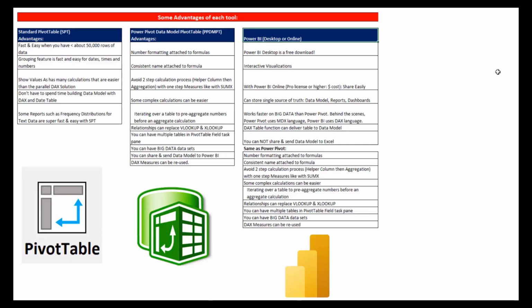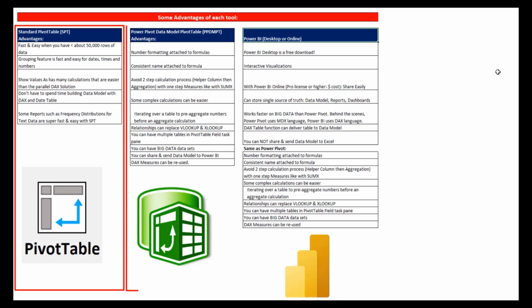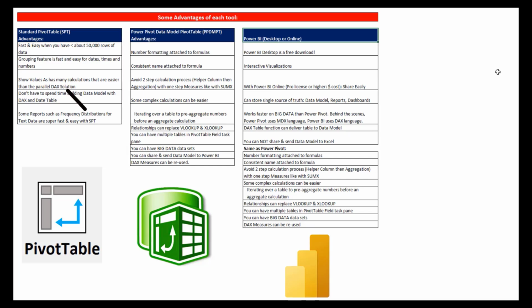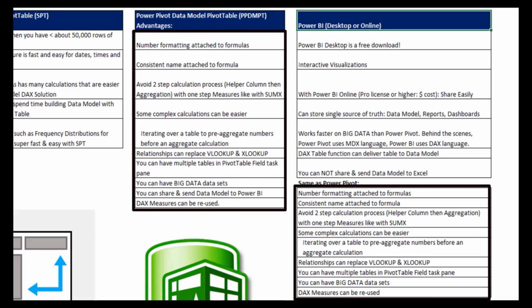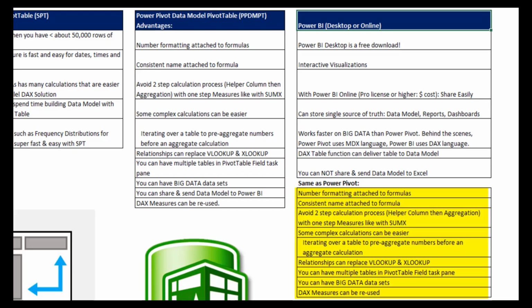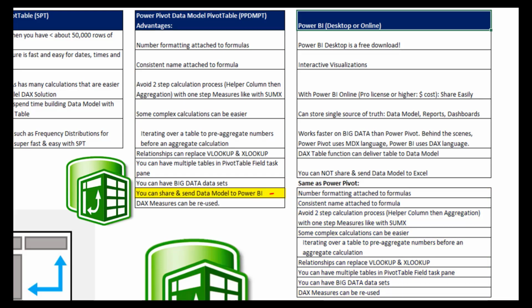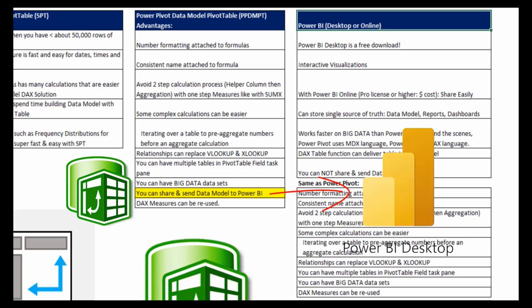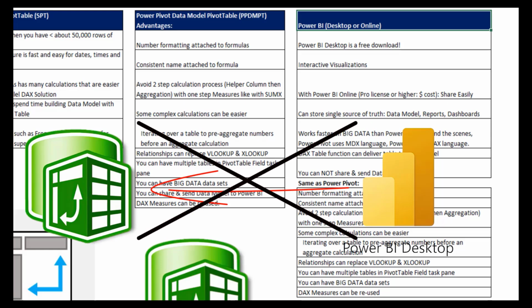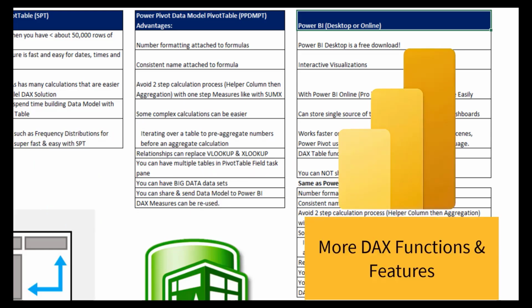Now, last video, we talked about the difference between a standard pivot table and a Power Pivot data model pivot table. But once you decide to jump over to Power Pivot, then you get to decide whether to use Power BI Desktop or Excel Power Pivot. Now, all of the advantages that we talked about last video for Power Pivot carry over to Power BI Desktop. Except, whereas you can share a Power Pivot data model over to Power BI Desktop, you cannot send a Power BI Desktop data model back to Power Pivot. And that's because Power BI has some DAX functions and some features that are not compatible backwards.